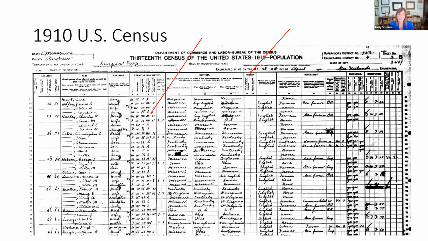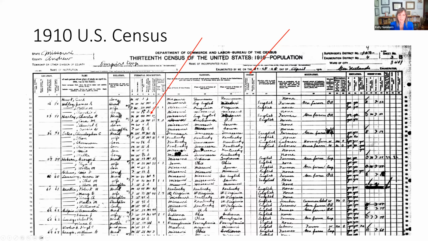Okay, 1910 census, they kept some of the columns and then they took away the column that had the month and the year of birth. So here we have Charles Haley, who is the head of the family. He's 40 and it says M1. M1 indicates that this is his first marriage.